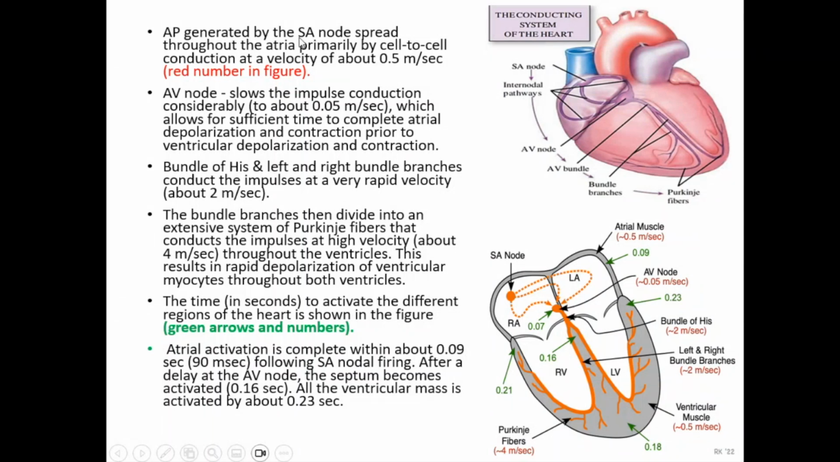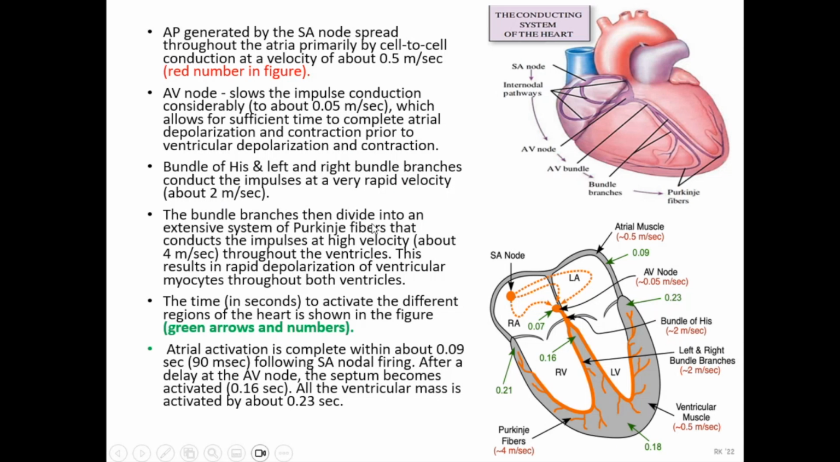The action potential generated by the SA node spreads throughout the atria with a conduction velocity of 0.5 meter per second. So you see, this is not that fast. But the AV node slows the impulse conduction considerably to 0.05 meter per second, which allows sufficient time to complete atrial depolarization and contraction prior to ventricular depolarization and contraction. The bundle of His, left and right bundle branches conduct the impulse at a very rapid velocity of 2 meter per second. Okay, you see, bundle of His 2 meter per second. Atrium is only 0.5 meter per second.